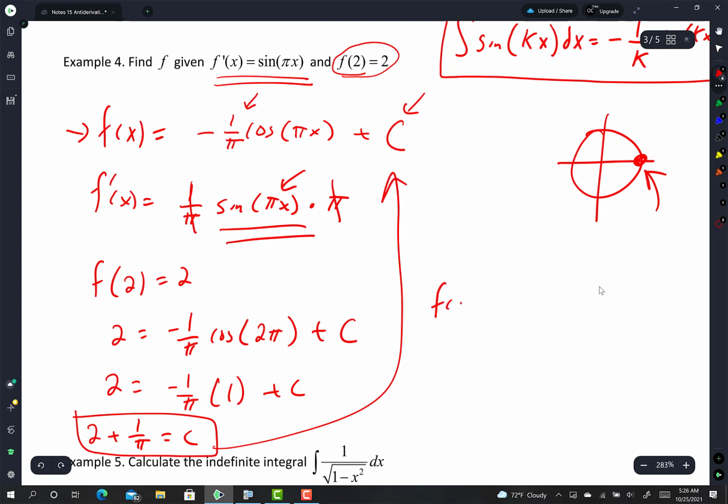So your function is negative 1 over pi cosine pi x plus 2 plus 1 over pi. And it works. If you type in a 2 in there, you can see that you're going to get a negative 1 over pi. So the negative 1 over pi and the 1 over pi cancel out, and you'll just get 2. So it works, guys.